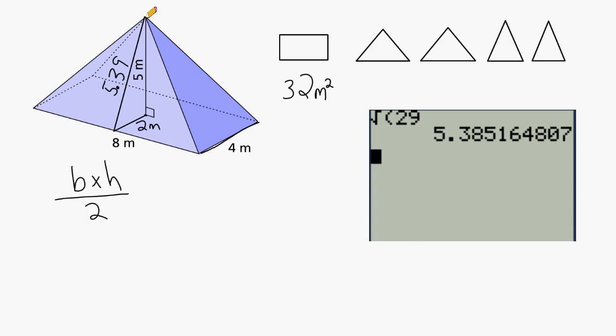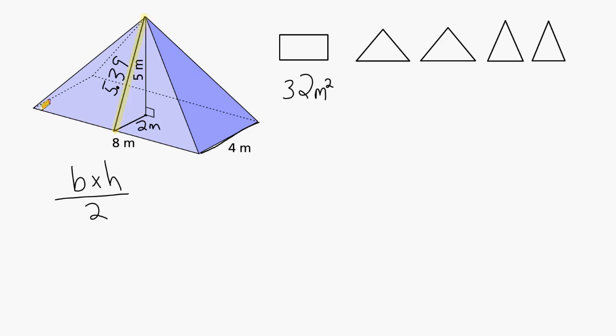All right, now that we know the distance of this triangular face's height, we can take that and multiply it by this triangular face's base and then divide it by 2. So we're going to take that triangle's base, which is 8, multiply it by 5.39, and then divide that by 2.